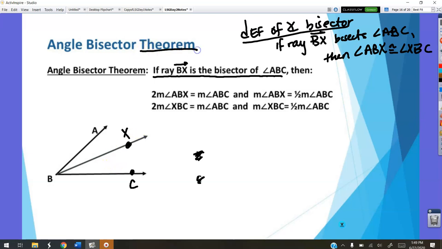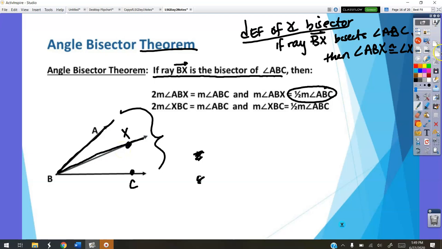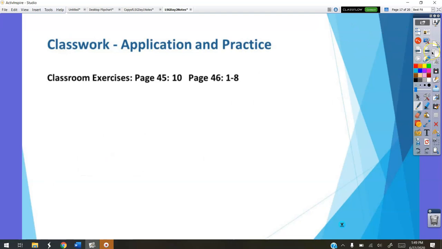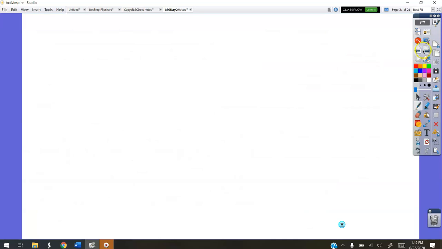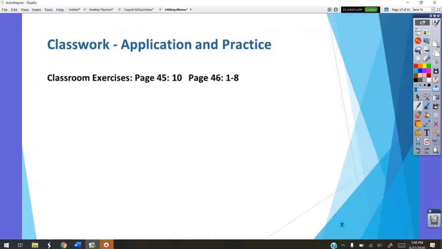The theorem for angle bisectors says that this little part, ABX, is half of the whole thing, right? So this little guy is half. That's what the theorem says. Okay, so you've got to know the difference between theorem and midpoint, or I'm sorry, theorem and definition. Then we're going to practice that a little bit. Let me see, I think that's it, yeah. So we will do more with this in class.